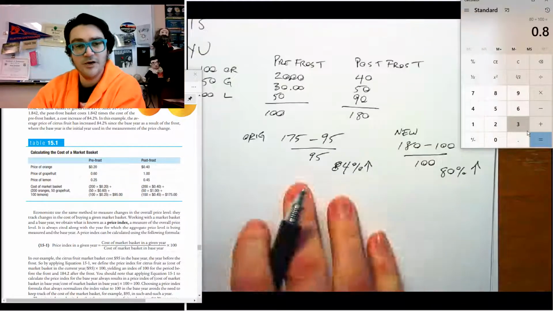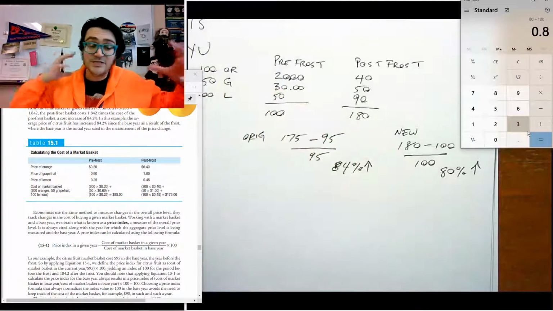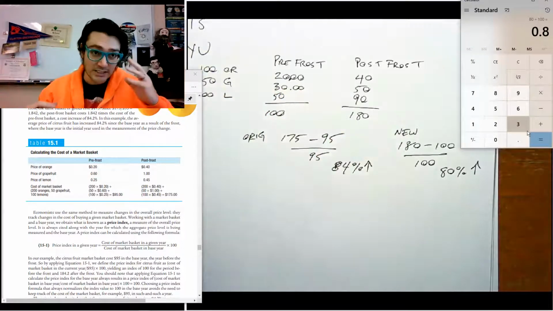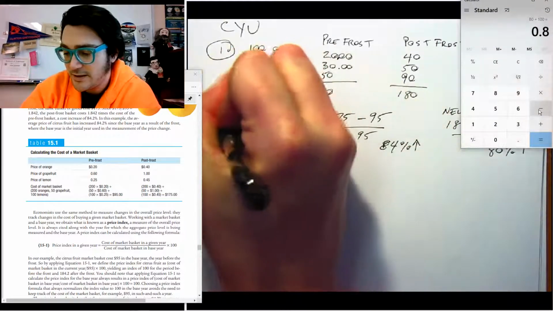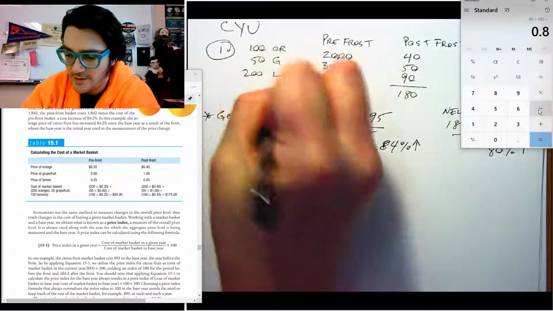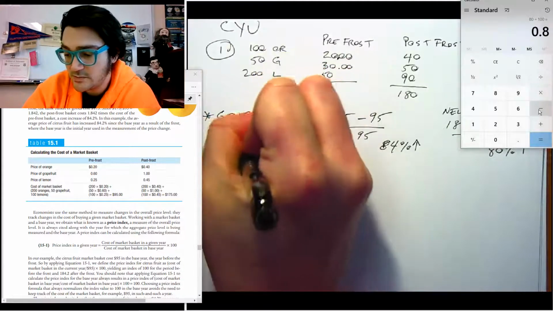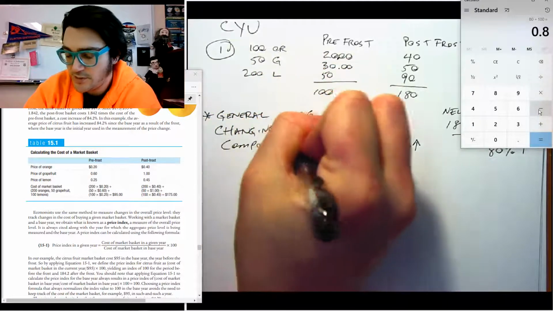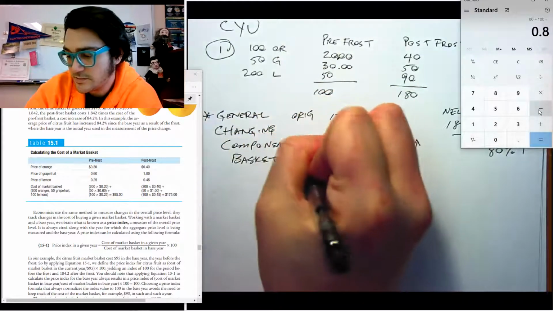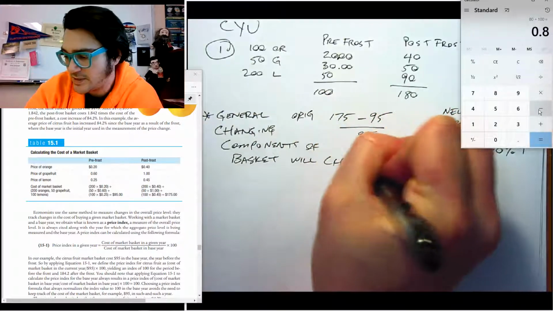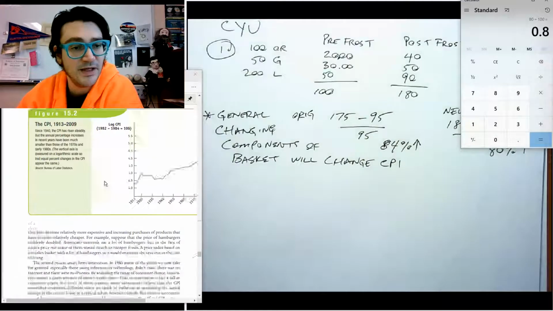So you can see that depending on what goes into the basket, like literally how many things go into the basket, you could say that the CPI changed in different ways. So the construction of the basket matters. That's what we can generalize by saying, in general, changing the components of the basket will change the CPI, because you can see that it changes the percentages on that one.